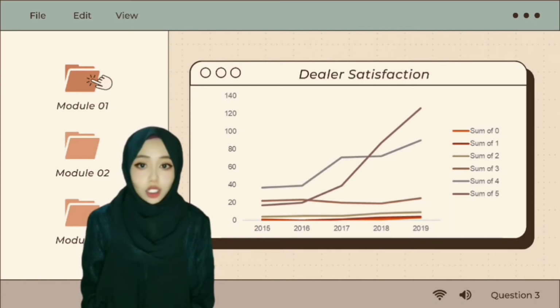According to the line chart, there is an increase in trend of people who rate the dealer satisfaction of the highest scale, which is 5. This indicates that the dealer is satisfied from year to year. The dealer who rate the scale of 0 only have slight changes over time, and only 6 of the dealers are unsatisfied and rate 0 from the year 2015 to 2019.